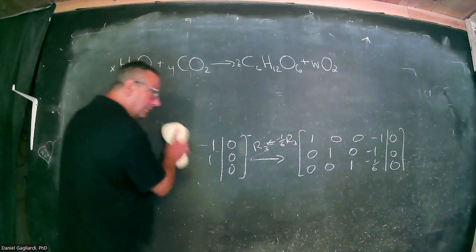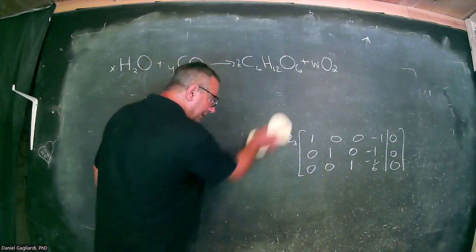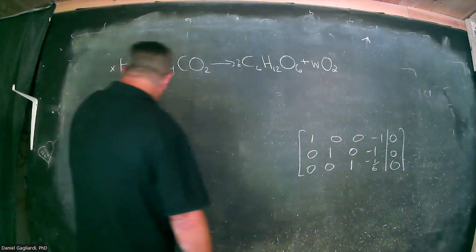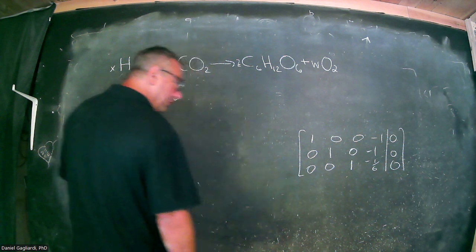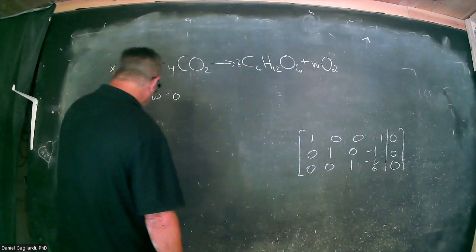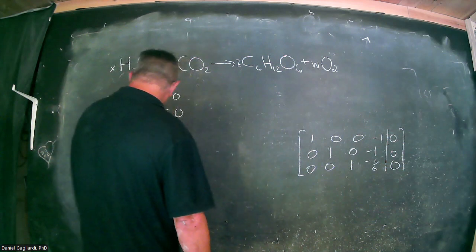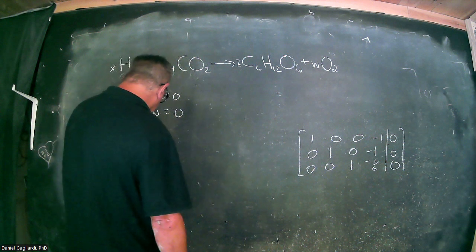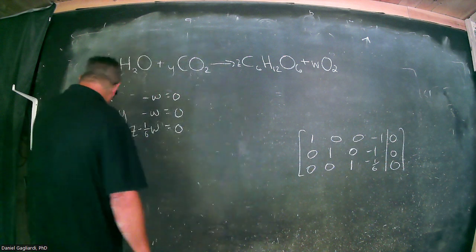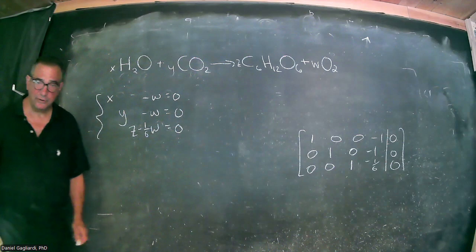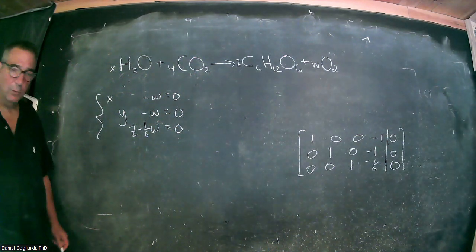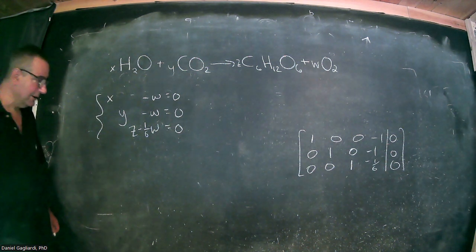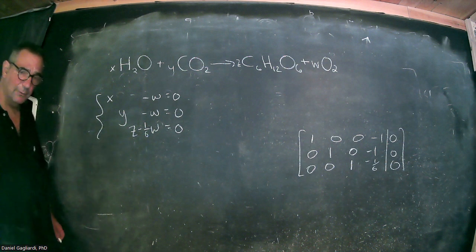Well, whose solution will balance the chemical equation? All right, let me not erase this one here. So what do we have? We have x minus w equals 0. Then we have y minus w equals 0. And we have z minus 1/6 w equals 0. So you see, this is a lot nicer linear system to deal with than the original linear system that was induced by the chemical equation.